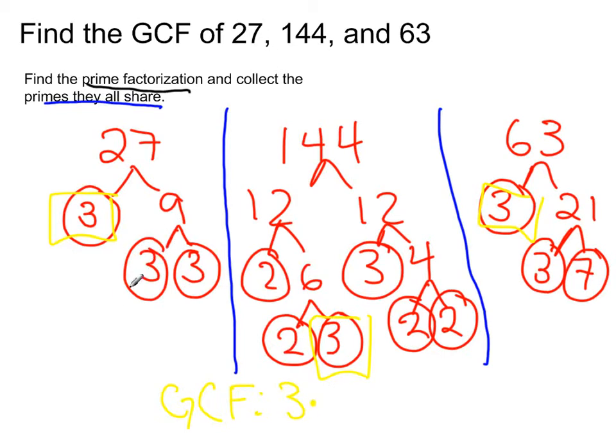There's a 3 here. Oh, there's another 3 and another 3. They all have to have it though, not just 2 or just one of them. They all must have the 3 in order for us to take it. So there we go, we have 2 3s.